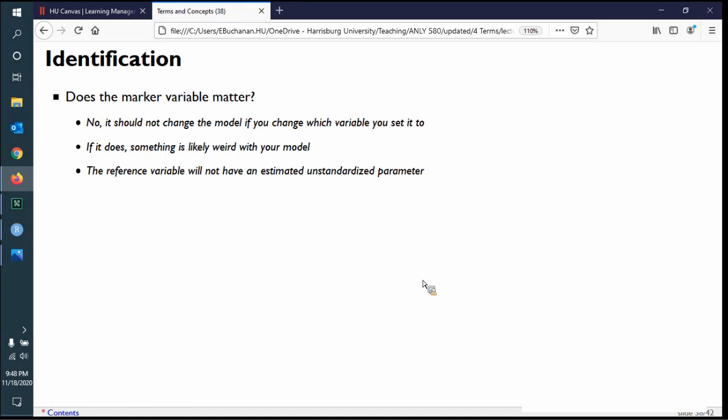And when you look at the output, the reference variable does not have an estimated unstandardized parameter, it just says one. Okay. So if you want to know what that p-value is, for example, you run the model once with that one as the reference variable, and then you rerun the model with it as not the reference variable. So you can change which one it is. I personally just look at the standardized estimates because you'll still get a standardized estimate for your model, just not the unstandardized one.